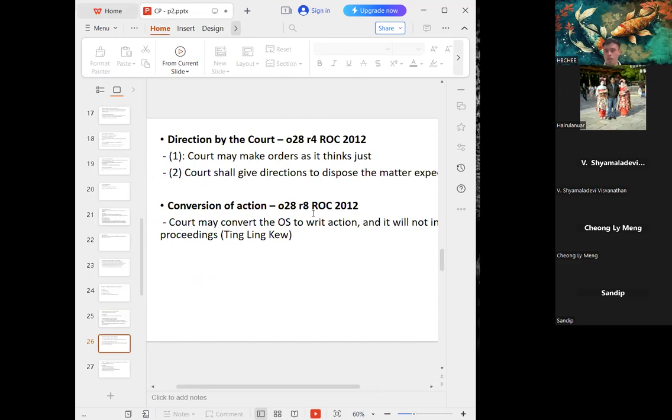The conversion of action, this is what we already covered in the first session. Because OS is quite straightforward, but somehow when the opponent party raises a triable issue, then the court may convert the OS into a writ action. This is what we have covered in the first session. This will not cause the action to be invalid, as per the case of Ting and Q.